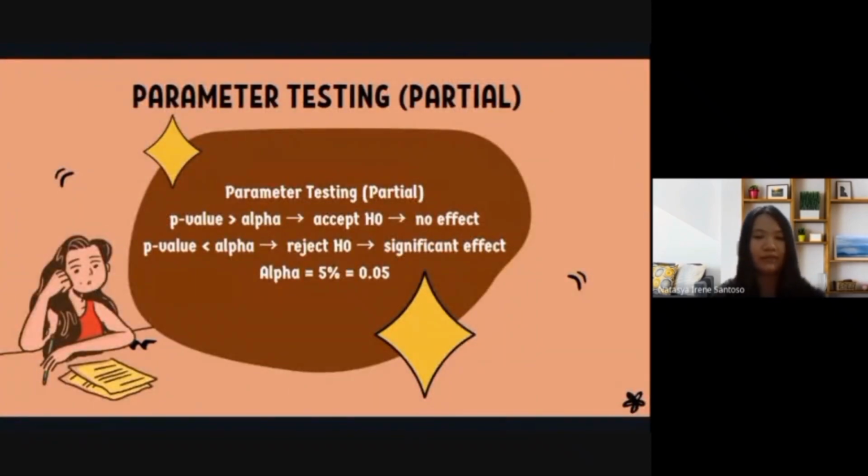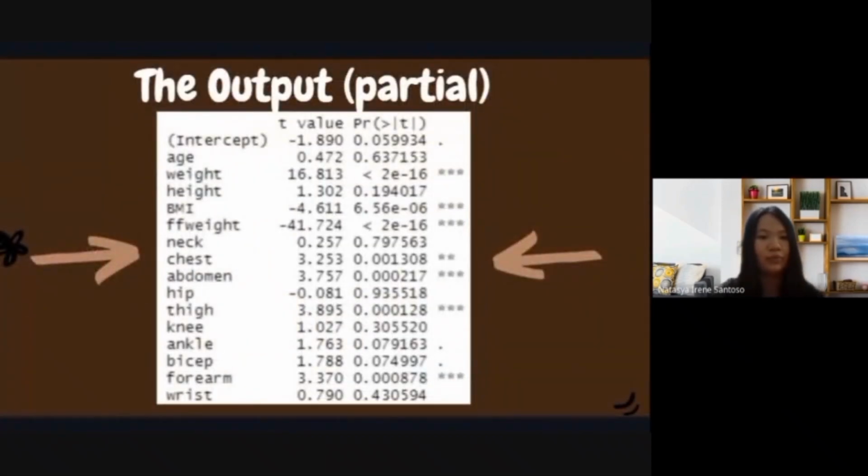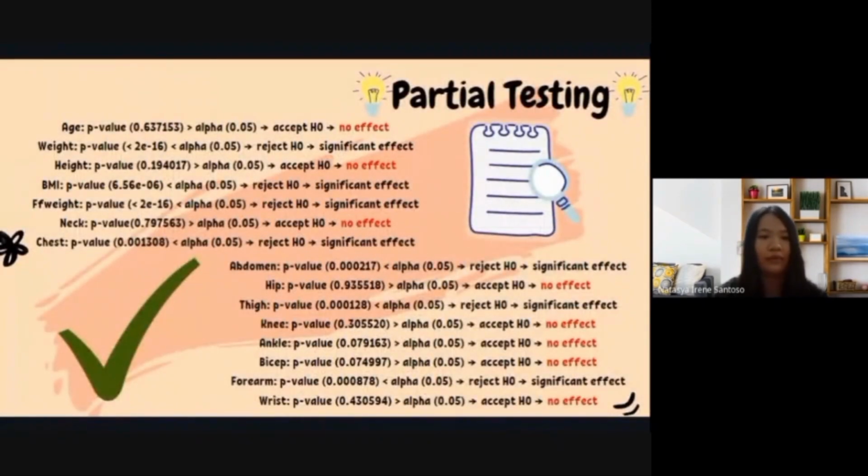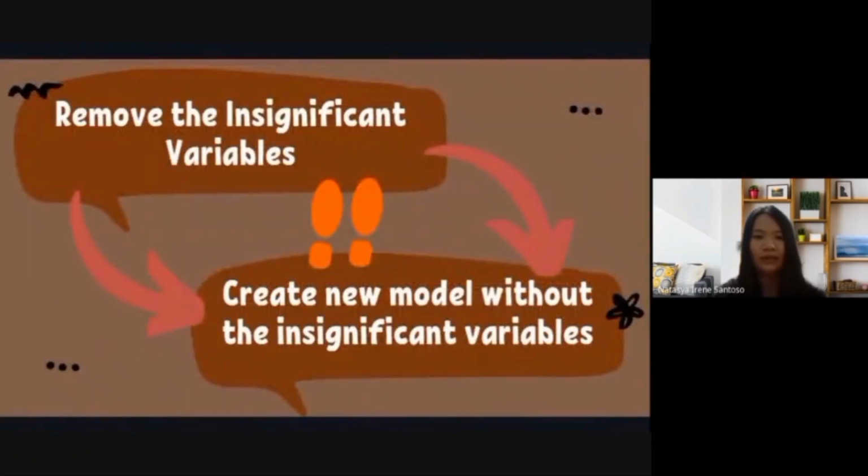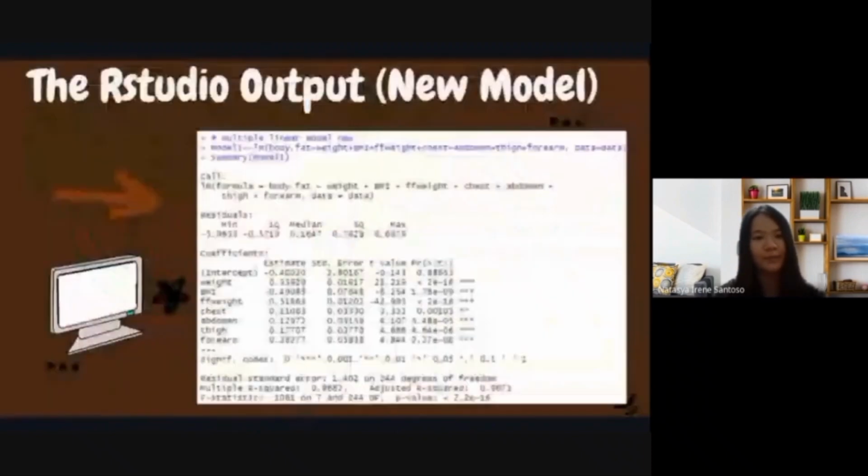In partial testing, if the p-value is bigger than alpha, we accept H0, indicating that there is no significant effect, and vice versa. This is the output of partial testing from RStudio, and from partial testing, we found that the variables that give a significant effect are weight, BMI, FF weight, chest, abdomen, thigh, forearm, because the p-value is less than alpha. Then we create a new model without the insignificant variables.